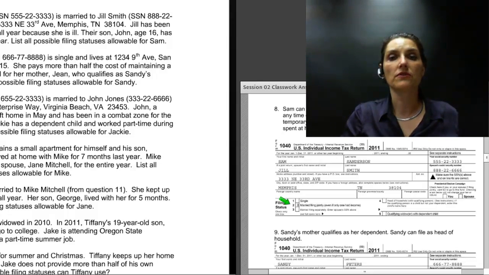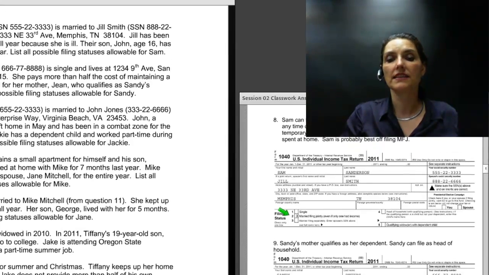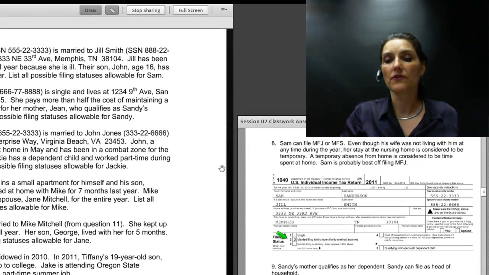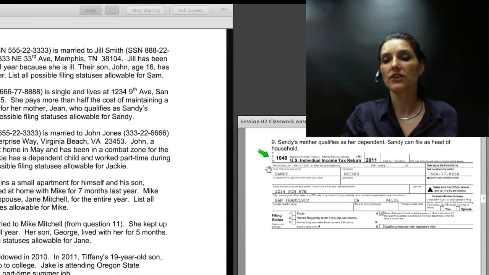For head of household, you normally must maintain a household for a qualifying person who lives with you for more than half the year. But the one and only exception to that rule is if you maintain a household for your parent. If you're maintaining a household for your dependent parent, the parent does not need to live with you. So in this case, Sandy does qualify for the head of household filing status. So we will enter Sandy, her address, and check box 4 for head of household.